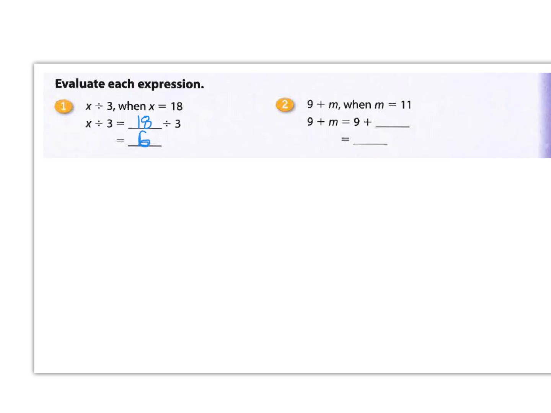And then over here, number 2, 9 plus m when m equals 11. So that means for m, we're going to substitute in 11 because it's telling us right here that m equals 11. 9 plus 11 equals 20.